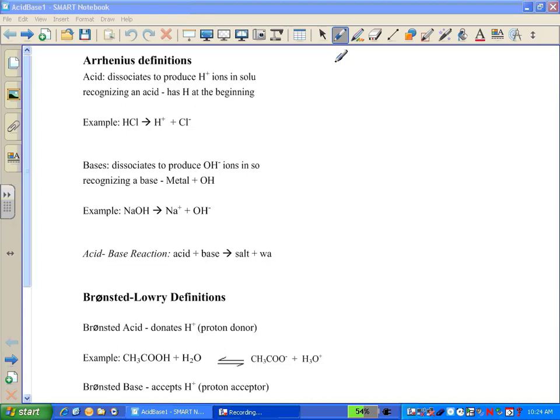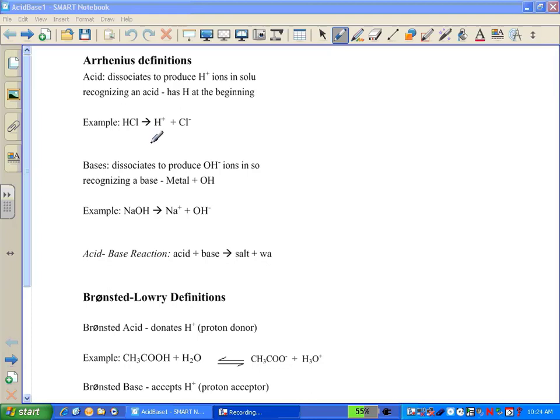By Arrhenius, an acid is a substance that dissociates to produce H+ ions in solution. The way that you can recognize an Arrhenius acid is by the hydrogen at the beginning of the formula. So for example, hydrochloric acid is a classic Arrhenius acid. When it dissociates in water, it produces H+ and Cl-.